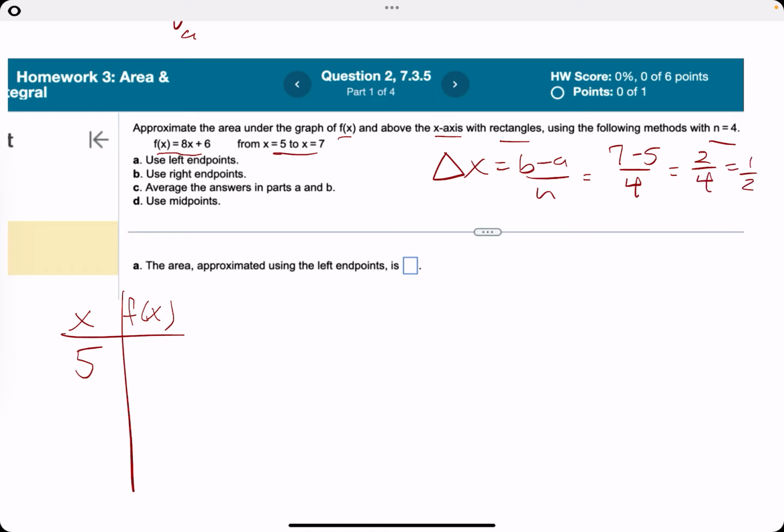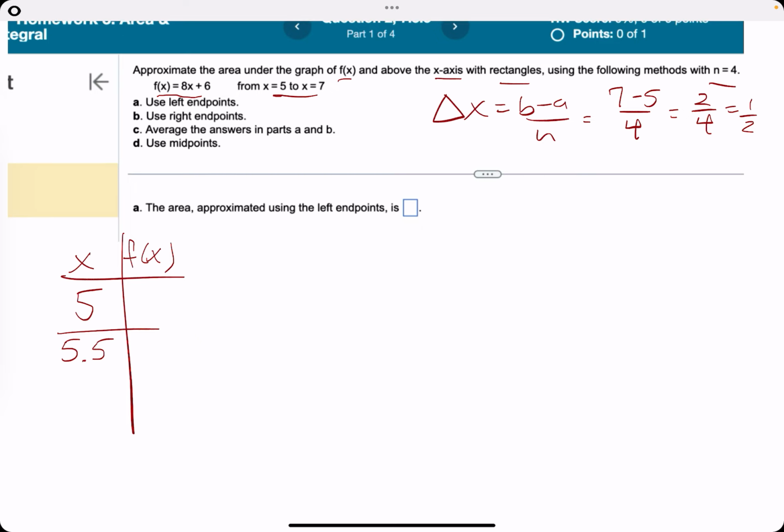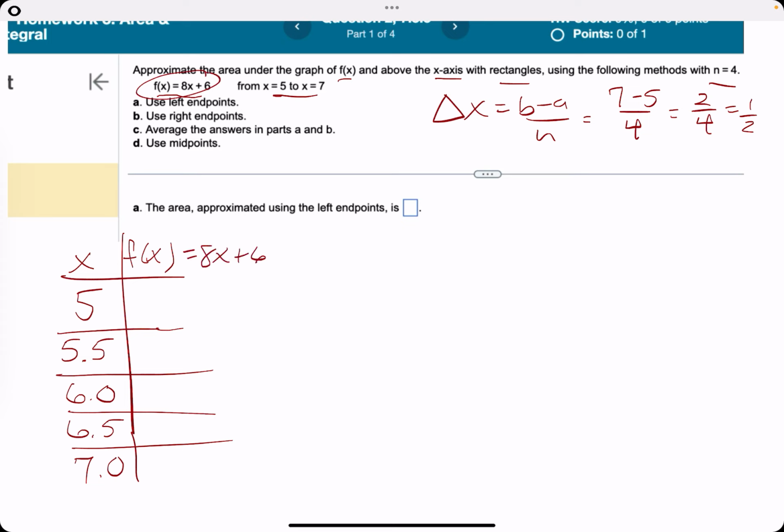So what this tells us is the width of each rectangle, in other words, the distance between each x value here. So 5 is our starting point, 5.5 is the next, 6, 6.5, and then 7 finishes it out. So we have all these x values, and from these x values we want to find the f of x values. So we plug them into 8x plus 6, so we get 8 times 5, which is 40, plus 6, so 46.